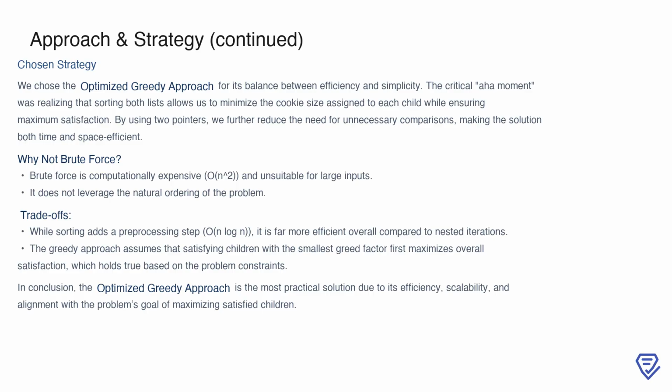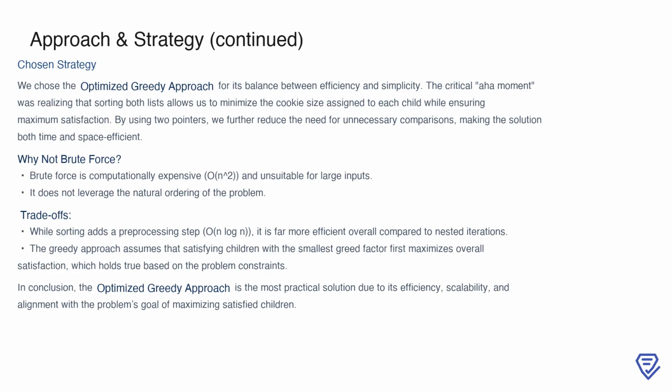The brute force method, while correct, is computationally expensive with O(n squared) complexity and becomes impractical for larger datasets. By contrast, the greedy approach leverages sorting to streamline the process, and though sorting adds a pre-processing step, the overall efficiency gain far outweighs this cost.